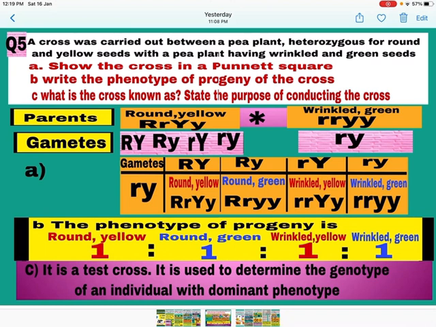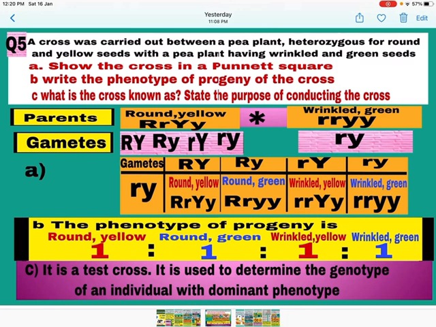Okay, gametes फर्स्ट पेरेंट से कितने टाइप के बनेंगे? 4 टाइप के. Capital R will go with capital Y as well as with small y. Small r will go with capital Y as well as small y. 4 gametes are formed from the first parent. Second parent will form only one type of gametes because it is homozygous, small r and small y. Now make the Punnett square. Write the gamete formed by first parent on the top and second parent on the side and make the combination.